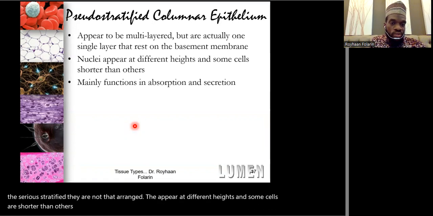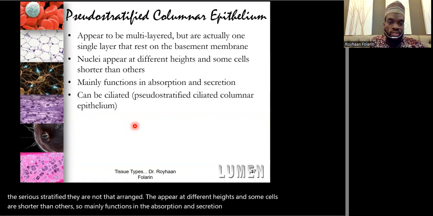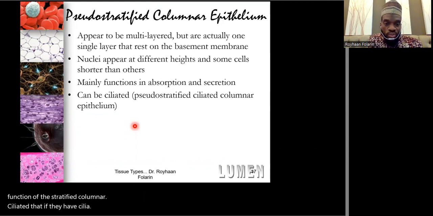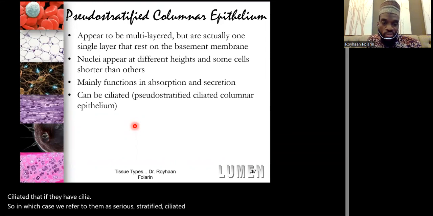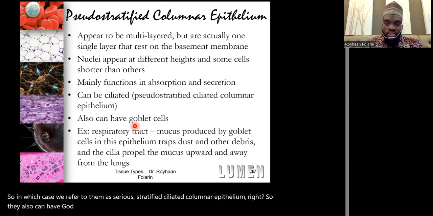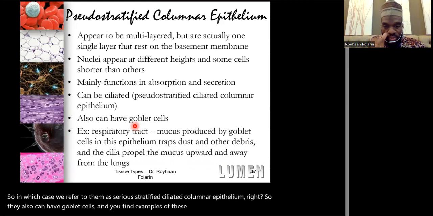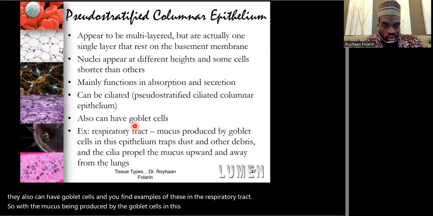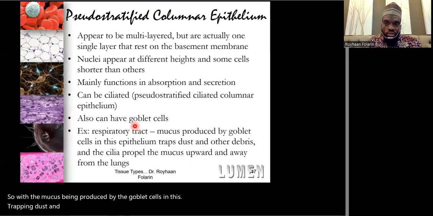So mainly they function in absorption and secretion. That's the main function of the pseudostratified columnar epithelium. They can be ciliated, that is, they have cilia, in which case we refer to them as pseudostratified ciliated columnar epithelium. They also can have goblet cells, and you find examples of these in the respiratory tract, with mucus being produced by the goblet cells in this epithelium, trapping dust and other debris.